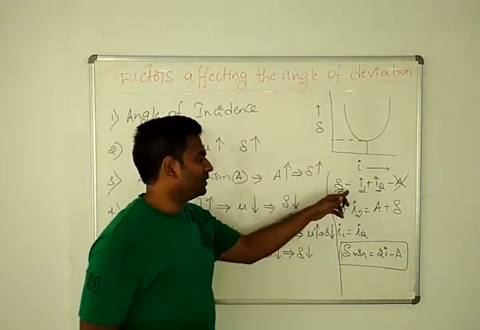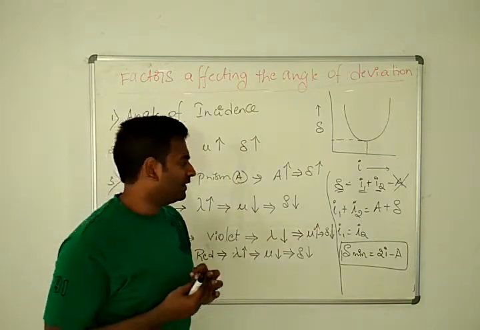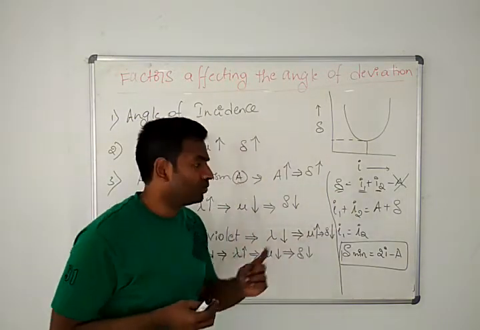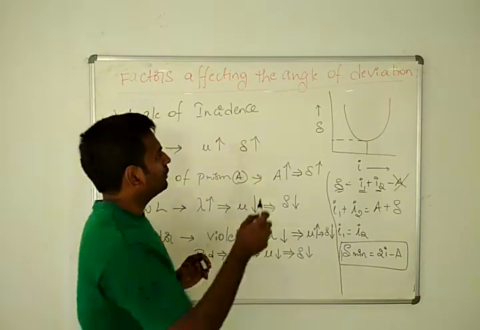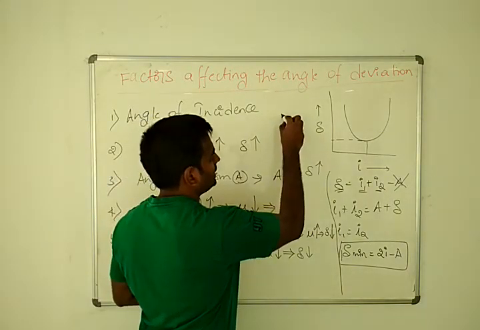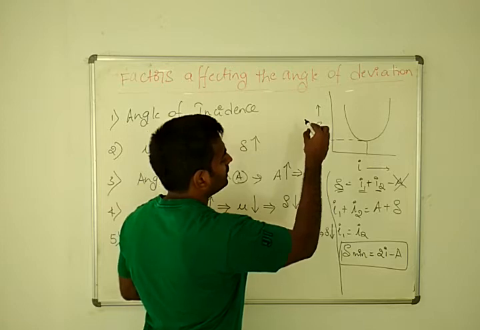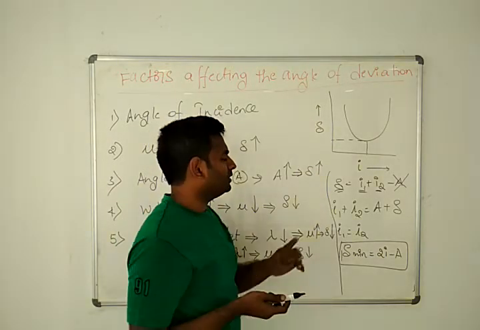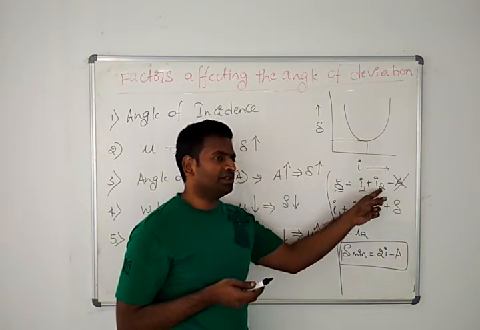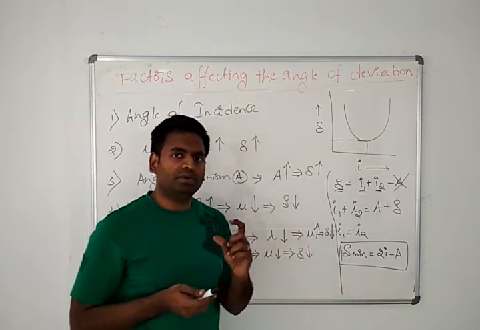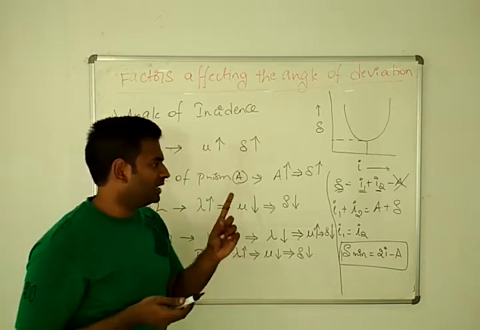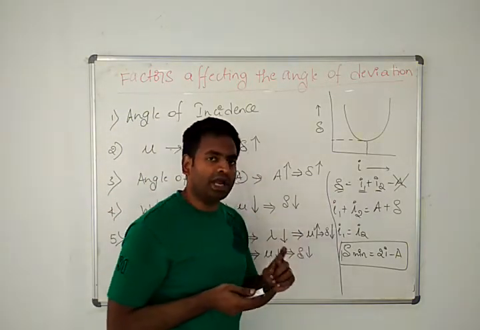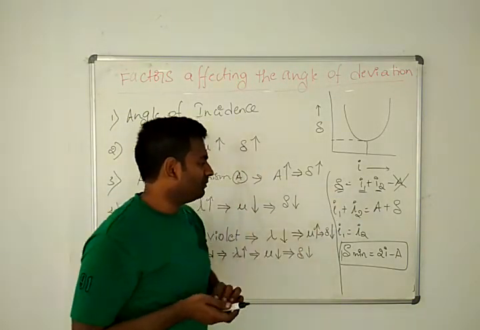So if any number is a sum of two numbers, when will that number be minimum? Only when both of them are equal. That is the condition that we all know. When these two numbers are there, the summation of these two numbers will be minimum only when both of them are equal. So when I1 is equal to I2, that is when your delta will be minimum.